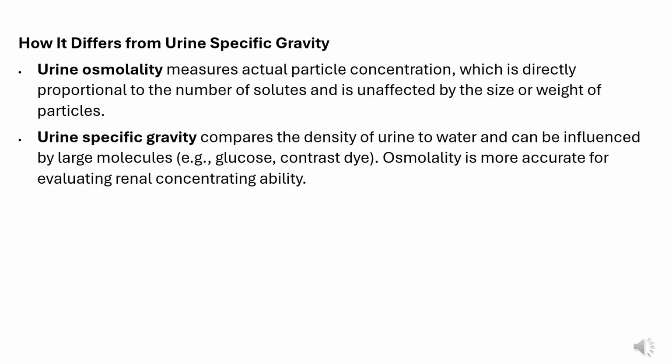How it differs from urine specific gravity. Urine osmolality measures actual particle concentration, which is directly proportional to the number of solutes and is unaffected by the size or weight of particles. Urine specific gravity compares the density of urine to water and can be influenced by large molecules, e.g., glucose, contrast dye. Osmolality is more accurate for evaluating renal concentrating ability.